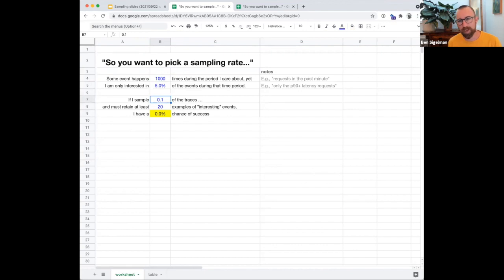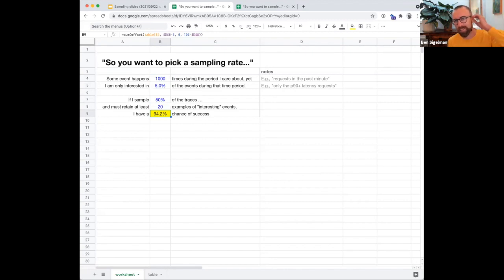And at Google, the reason we were able to get away with it is that this number here was like 1 million. Unfortunately, the combinatorics in this spreadsheet don't work with numbers that high. But if you set the sampling rate to 10%, you still have a 0% chance. If you sample 25% of the traces, you have like an 8% chance of success. But if you get up to 50%, you have like a 95% chance of success, right? So there's a lot of nonlinearities in these things.